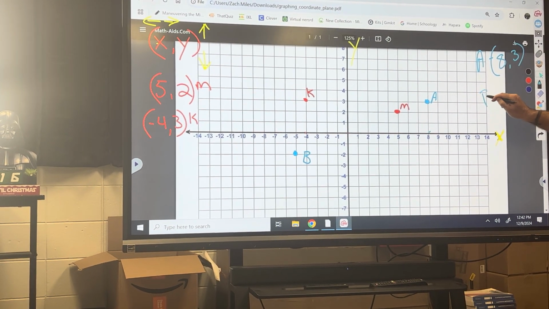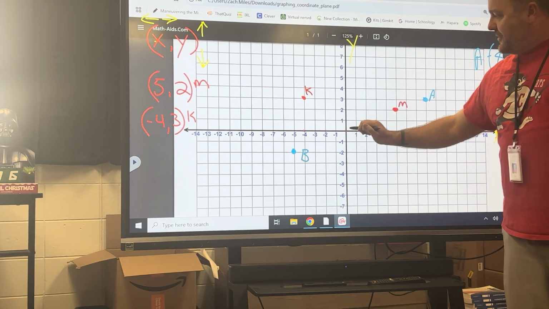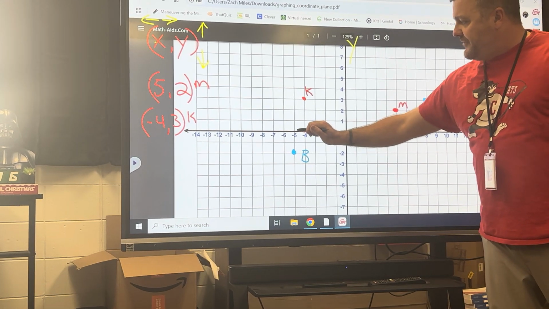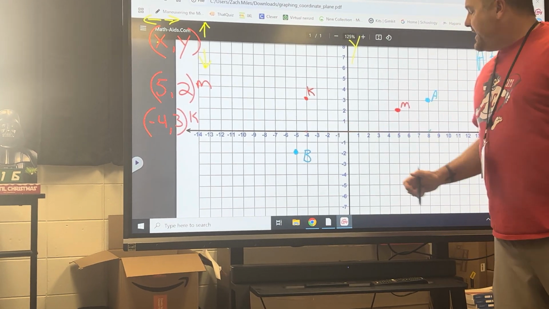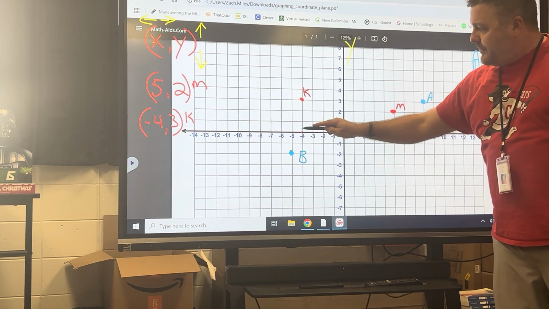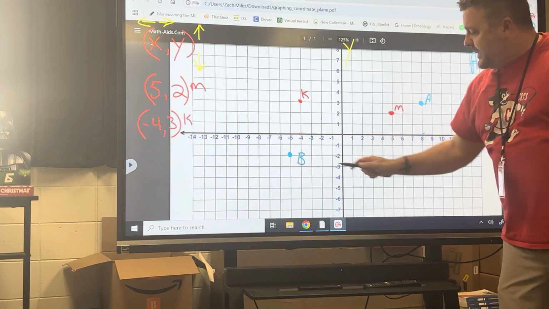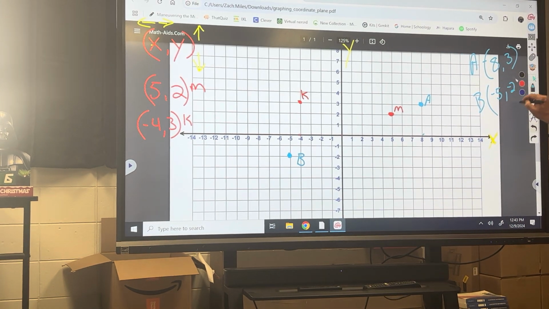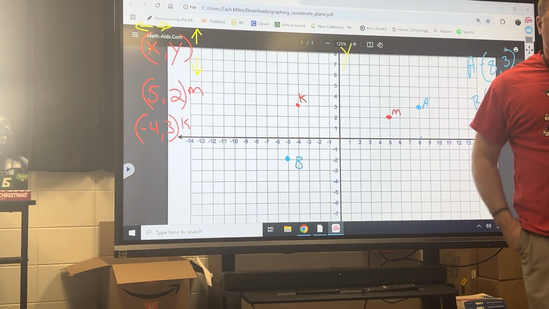B is already down there. Let's go back to the origin. I'm moving to the left, going out to negative 5. So there's negative 5. Now up and down, I am moving down at negative 2. There it is, negative 2, and that's my ordered pair.